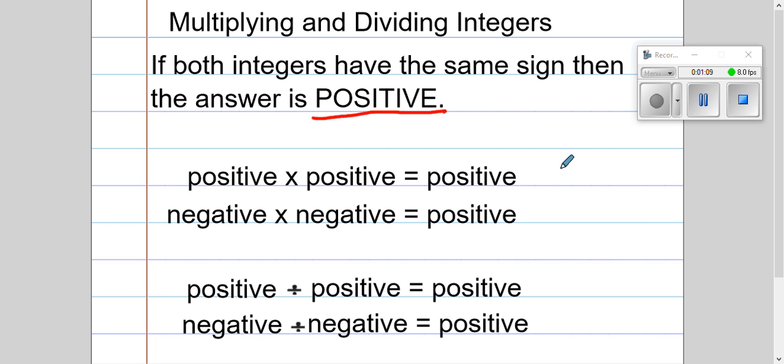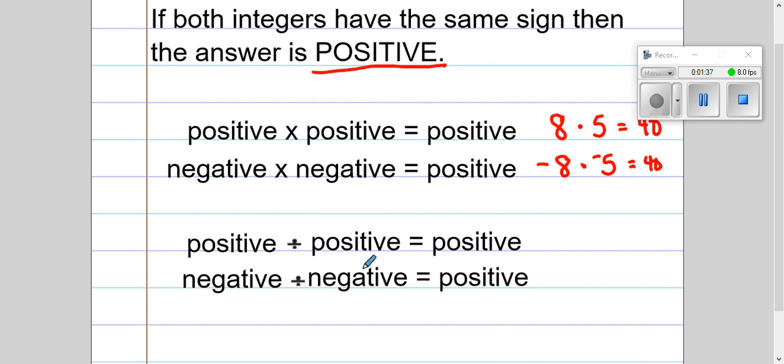So, for example, I can have positive 8 times a positive 5, which will give me positive 40. Or I could have negative 8 times negative 5, which would also give me a positive 40. So two of the same signs, either positive or negative, will give you a positive answer.